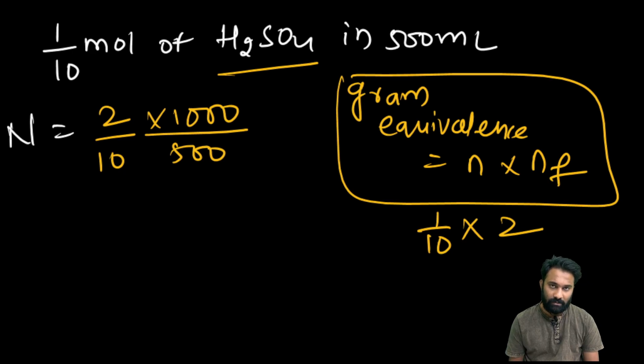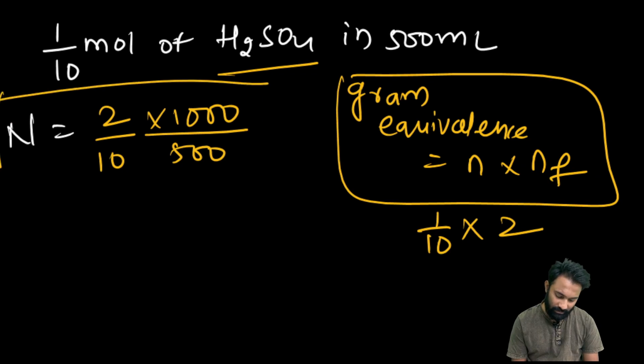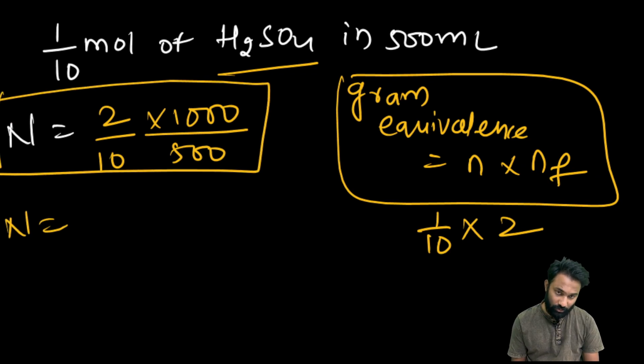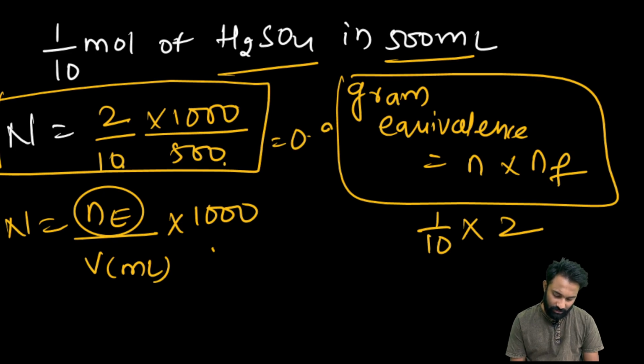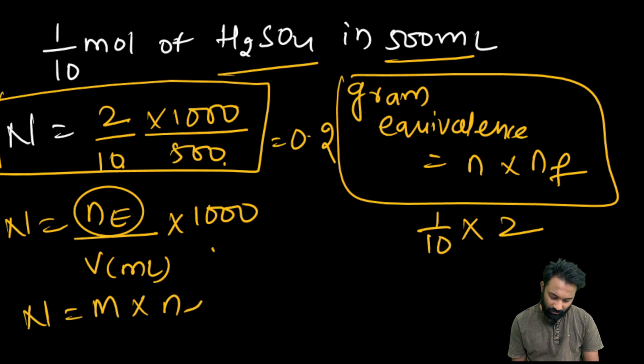Is it clear? Okay, sir, we did not understand. Can you explain elaborately? Okay, now I will explain elaborately. Now you see, normality is equal to number of gram equivalents by volume in ml into 1000, right? Here gram equivalents, how much you got? 2 by 10. Volume, 500, into 1000. That only I wrote. 2 by 10 into 1000 by 500. How much you will get approx? You will get 0.2.